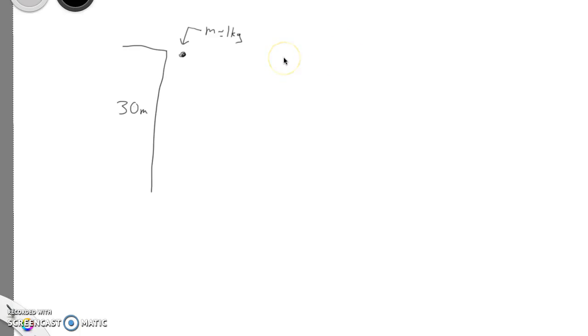Right now we're going to start off by talking about a falling object. Okay, so here we have an object. It's on the top of, say, a 30-meter cliff, and we're going to drop it. It has a mass of 1 kilogram, and what I'm going to ask us to do is find out what's going to happen to this object as it falls.